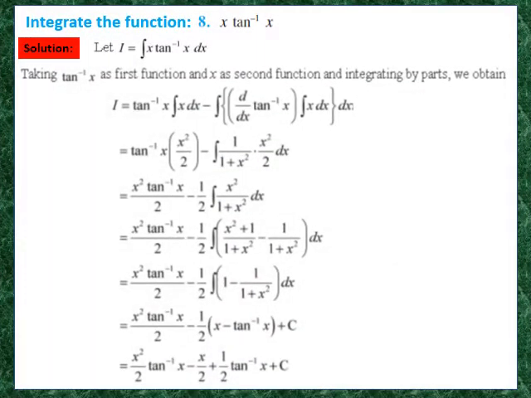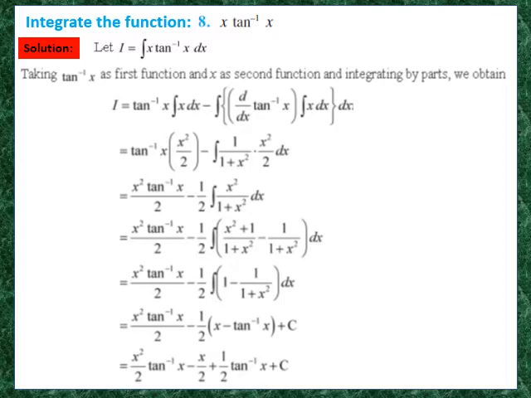Next we have question number 8. Integrate the function x tan inverse x. Now ILATE: I stands for tan inverse, the inverse trigonometry function. So here tan inverse x will be our first function and x will be our second function. So integrating by parts we get I equals tan inverse x times the integral of second, that is x dx, minus the integral of the differentiation of first, that is differentiation of tan inverse x, into the integral of second, that is integral of x dx.